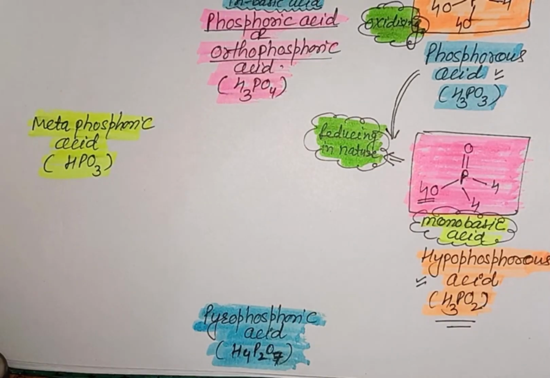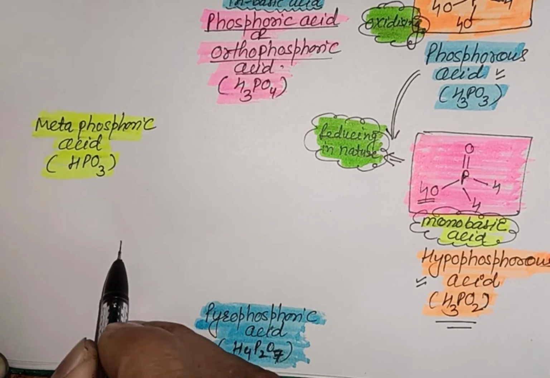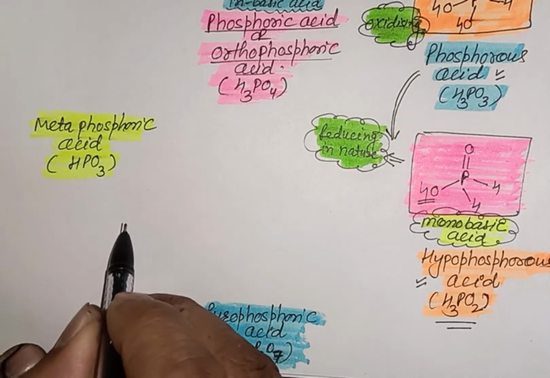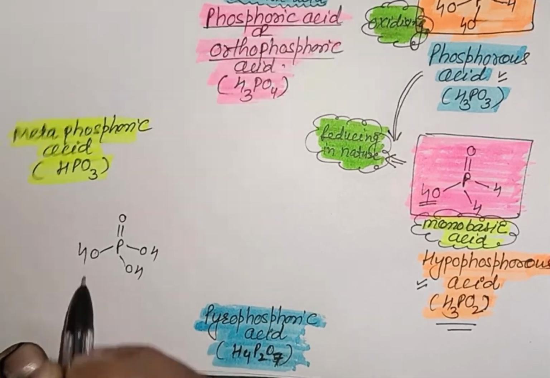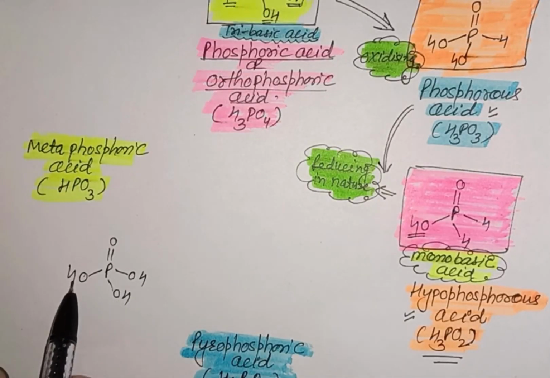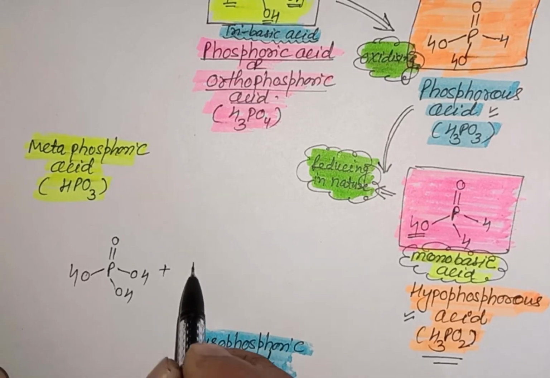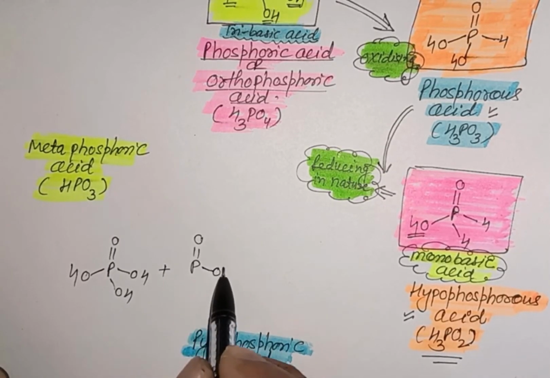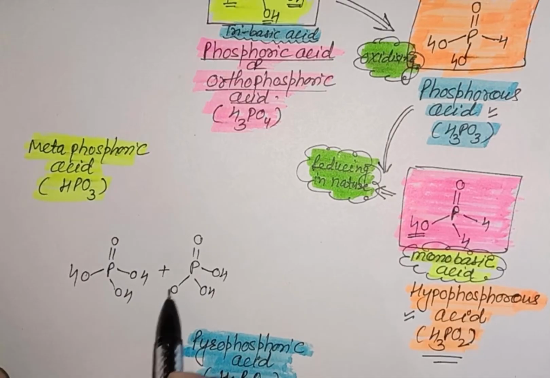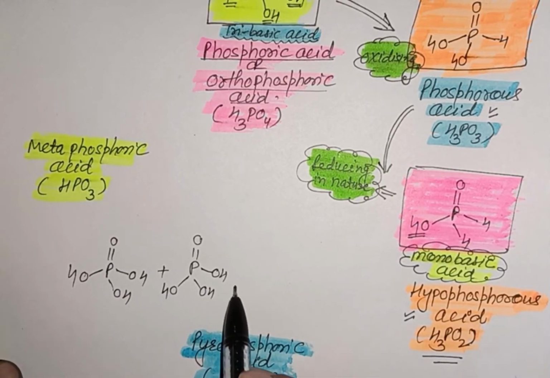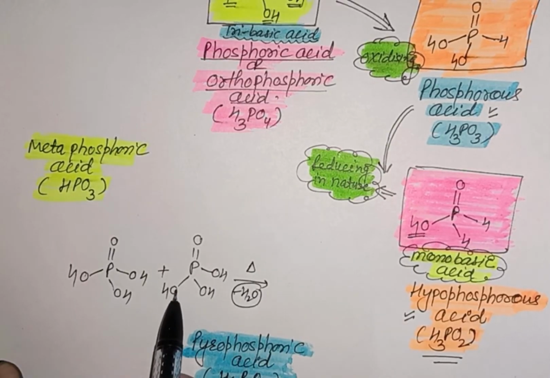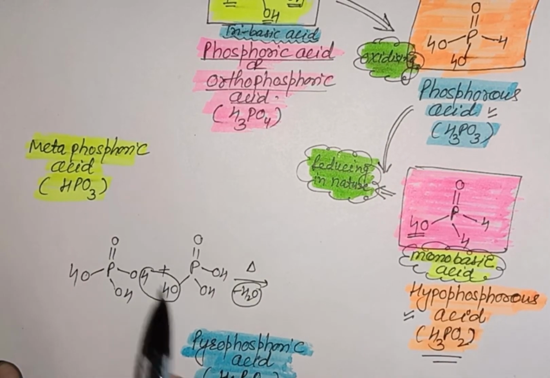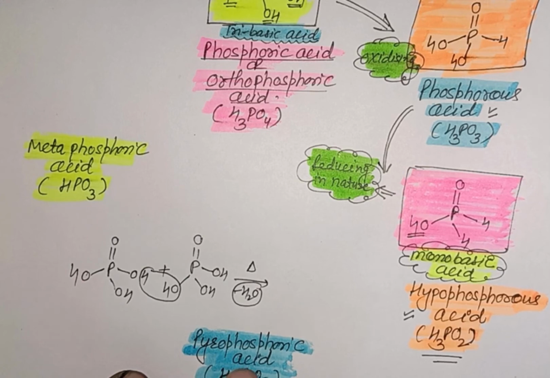Next one is the pyrophosphoric acid, that is H4P2O7. If we heat 2 molecules of phosphoric acid, that is P double bond O, OH, OH and OH, this is the first molecule of phosphoric acid, that is H3PO4, plus the second molecule P double bond O, OH, OH and OH. This is the second molecule of phosphoric acid. If we heat it strongly, water is removed. Suppose this is H and this is OH. So after the removal of the water, the pyrophosphoric acid is formed.